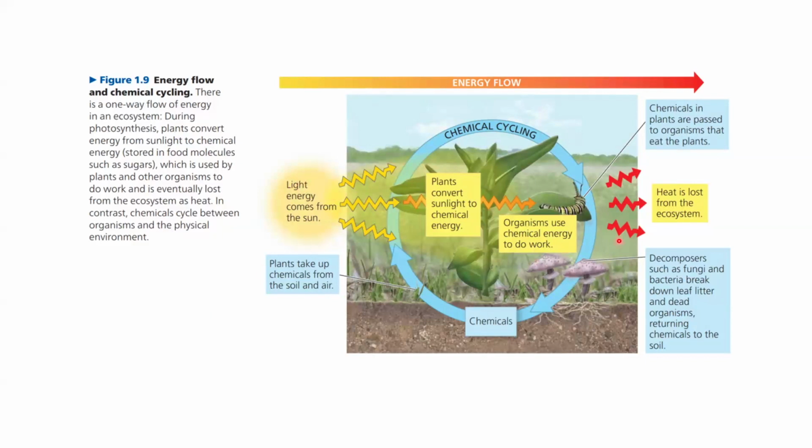But as they say here, in terms of the energy flow, okay, light energy comes from the sun. Plants take up chemicals from the soil and air. This is one of the reasons why we need to water plants in order for them to grow and survive, because just as we need water, plants need water. They use it as part of their metabolic functions. It's critical for their survival. And plants convert sunlight to chemical energy, as in they harness the energy of the sun to create carbohydrates and/or sugars. And yes, organisms use chemical energy to do work.